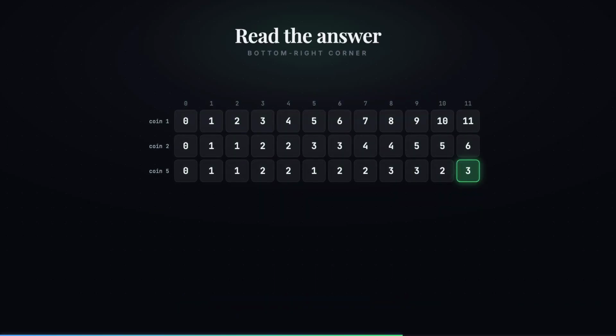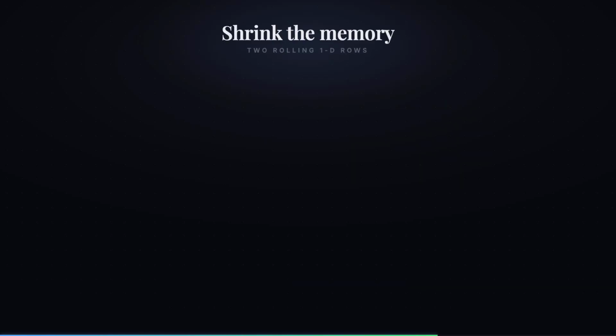When the table is full, the bottom right corner holds the answer. For 11 with coins 1, 2 and 5, 3 coins, and if that cell still holds infinity, no combination works, so we return -1.